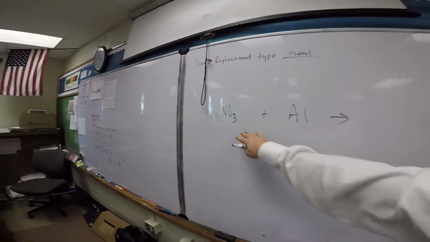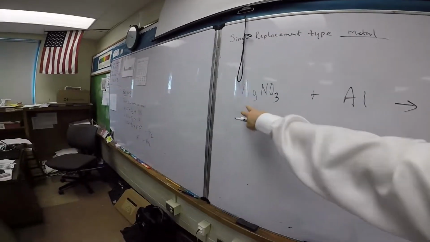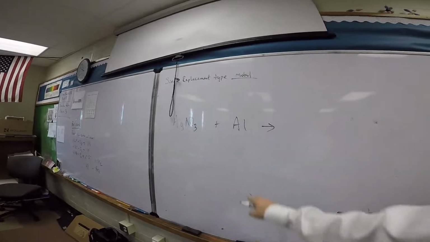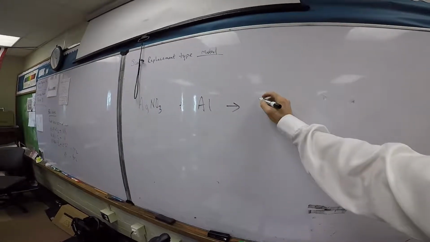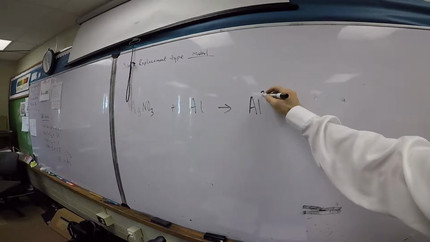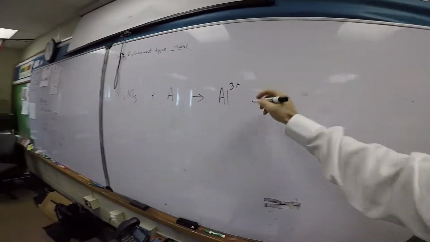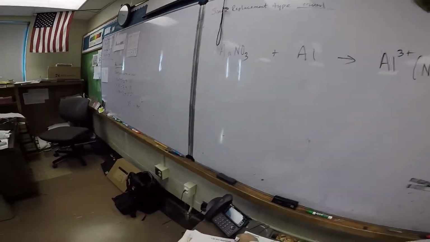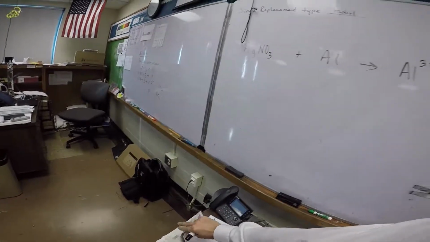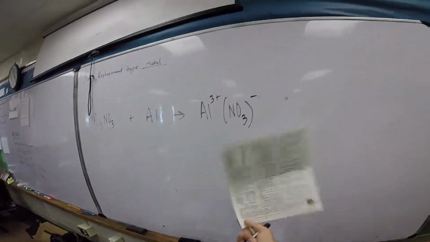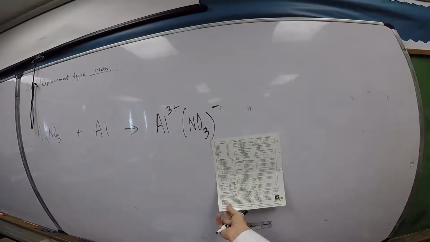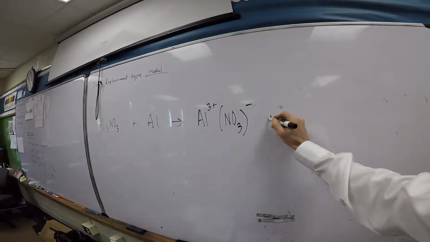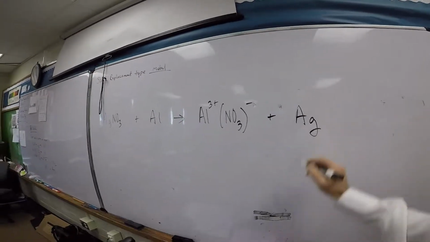This is a single replacement reaction involving metals, so we're going to look at the activity series of the metals. Silver being less active than the aluminum, the reaction is going to take place. We find that the charge on aluminum is 3+. The charge on the nitrate is 1-. We go to the periodic table to find that. You can see on the back we have the common ions, NO3 1-. And then we're going to have a silver metal produced, right?